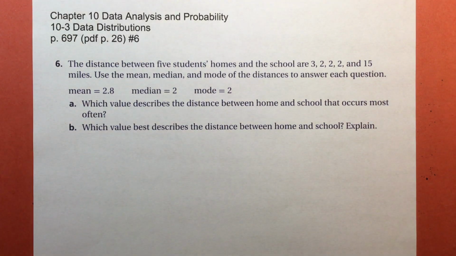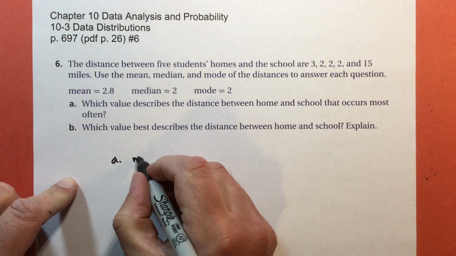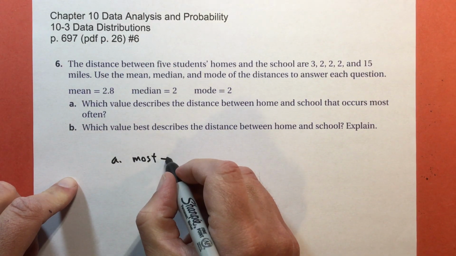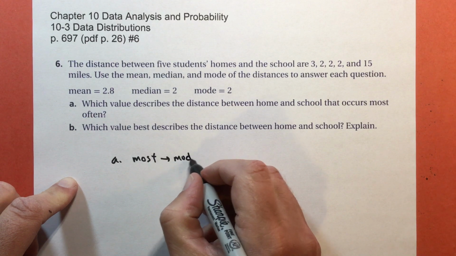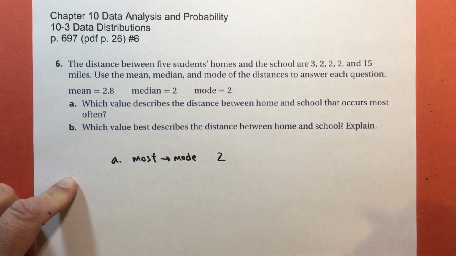So let's make some decisions based on this. Which value describes the distance between the home and the school that occurs the most often? So for part A, most means mode. And the mode would be 2. 3 of these 5 students live 2 miles away from the school.